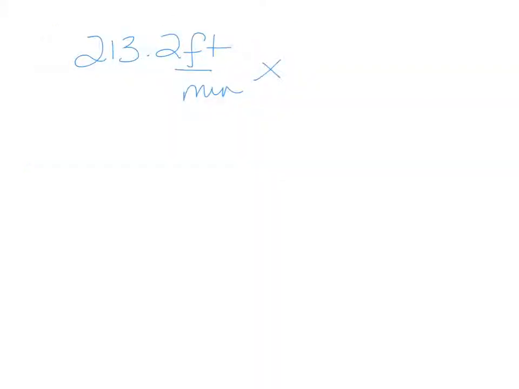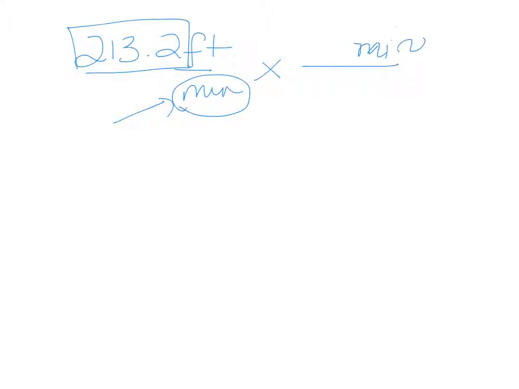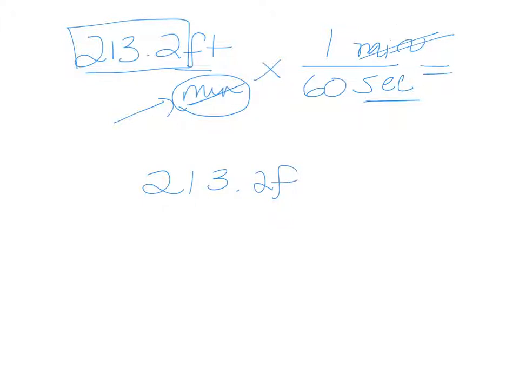All right, so now we have 213.2 feet per minute, and I want to get rid of the minute and convert it to seconds. So in order to cancel out minutes, I need to put minutes on the top up here so that they cancel, and I know that there are 60 seconds in 1 minute. All right, so now I've canceled out minutes, and I will have seconds in the denominator. So now my answer is 213.2 feet divided by 60 seconds.